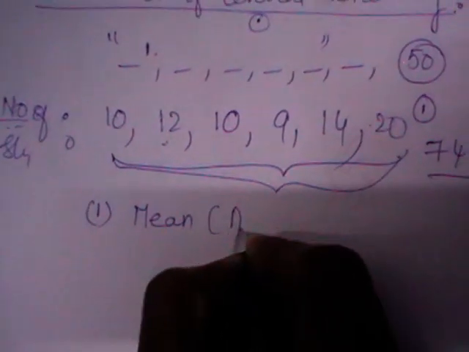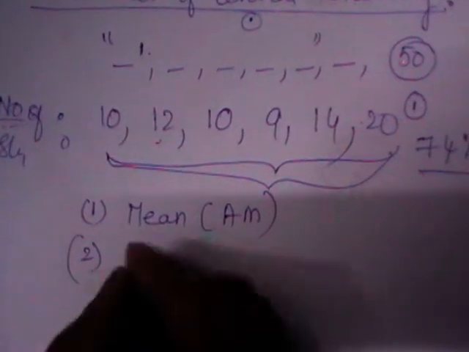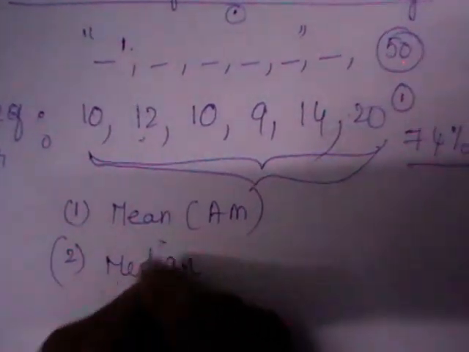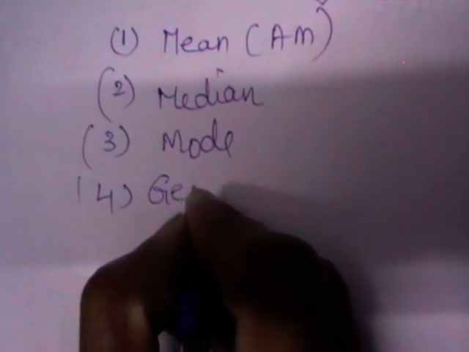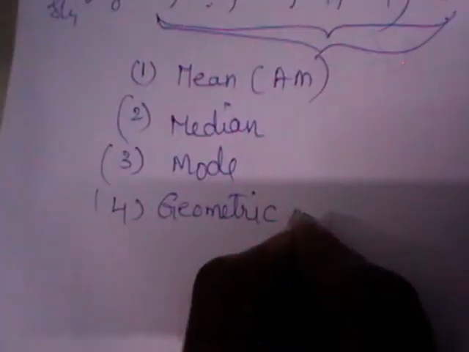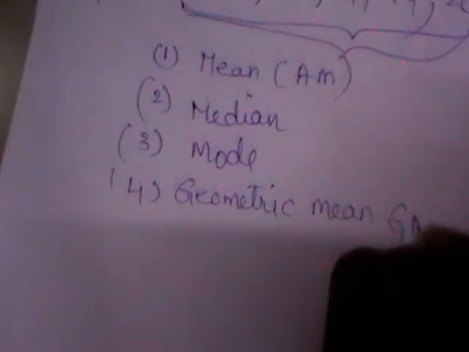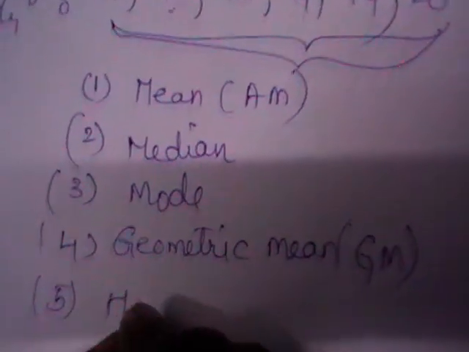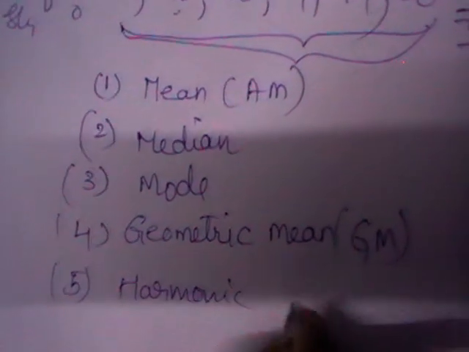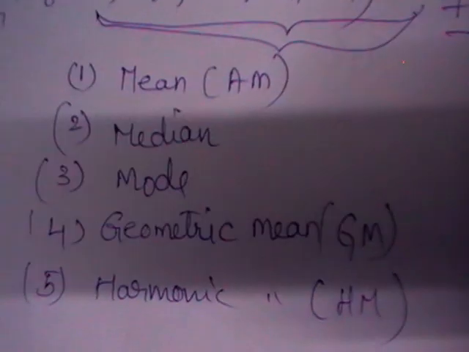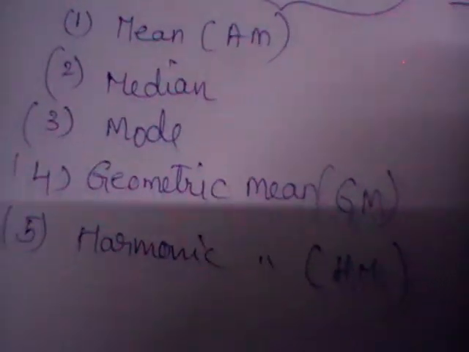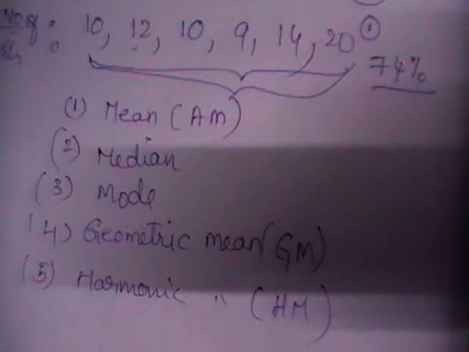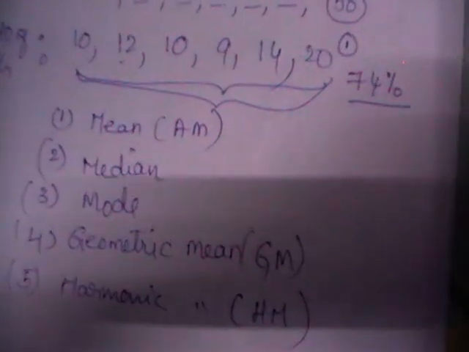Mean, or arithmetic mean. You know this. Arithmetic mean, median, mode, geometric mean, which we indicate with GM, harmonic mean. So we have 5 measures of central tendency: mean, also called arithmetic mean, median, mode, geometric mean, harmonic mean. These are the different measures of central tendency available to us.